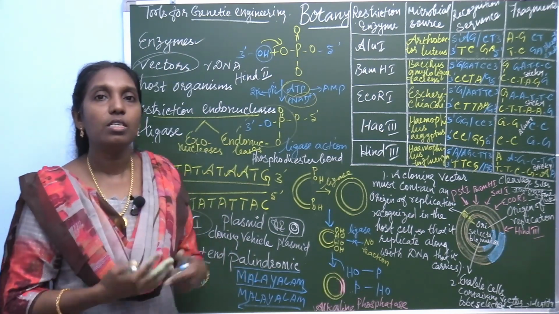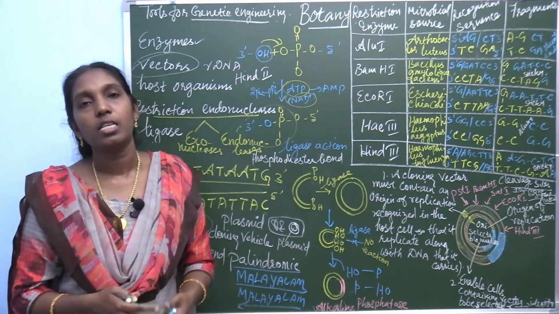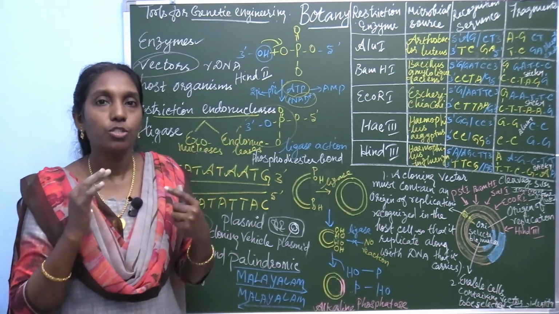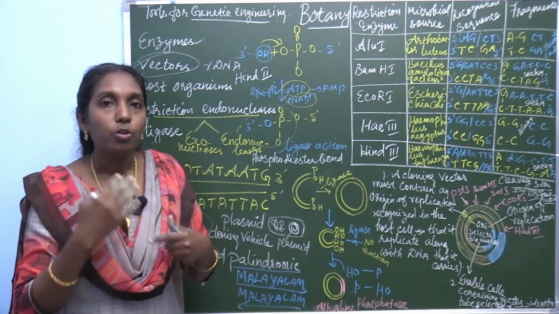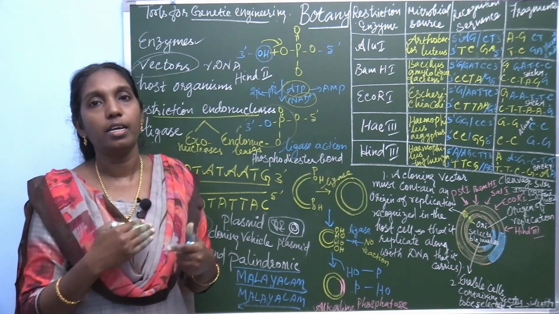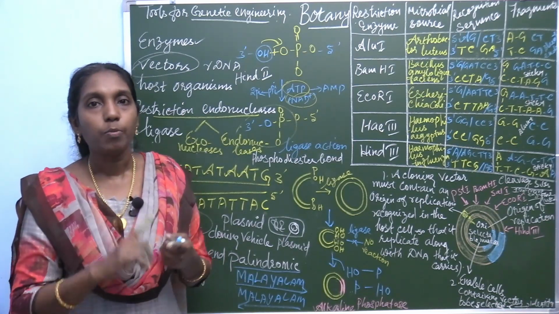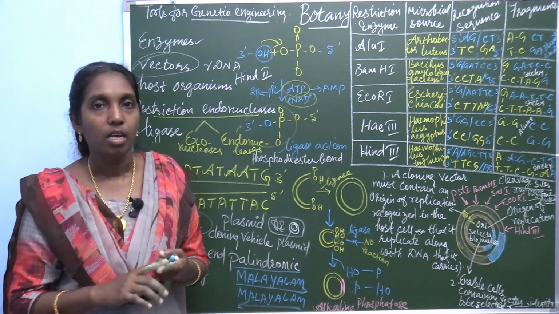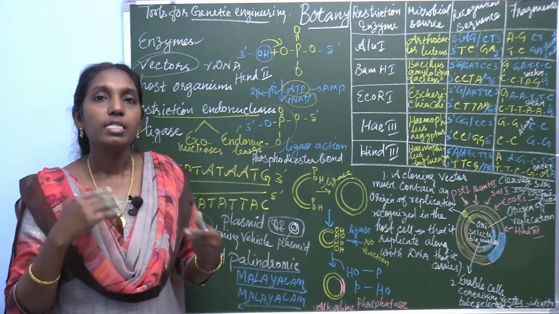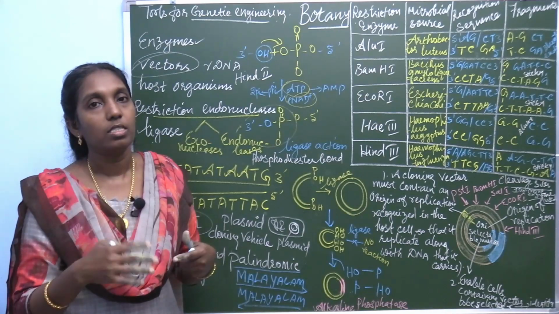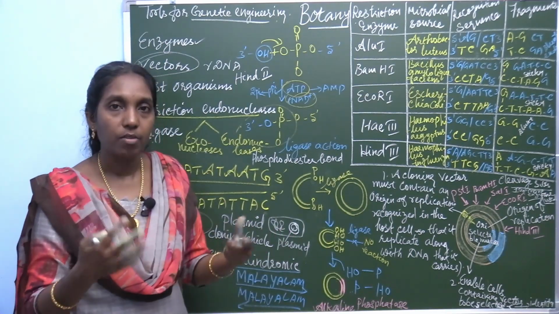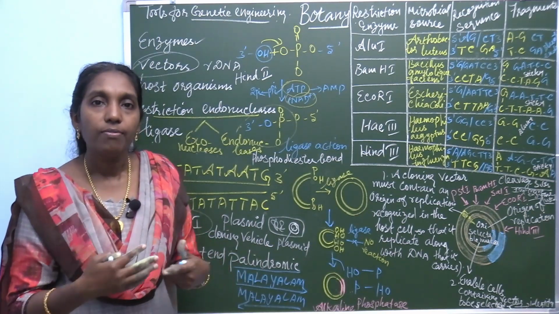So what's the feature of vectors? The vectors can be replicated. It should be replicated. It produces a number of copies along with the inserted DNA molecule. That is the property of a vector. One of the properties, what are the properties of vectors? It is self-replicating. Plasmids, or vectors, can be self-replicated.